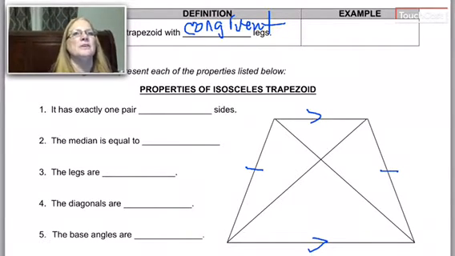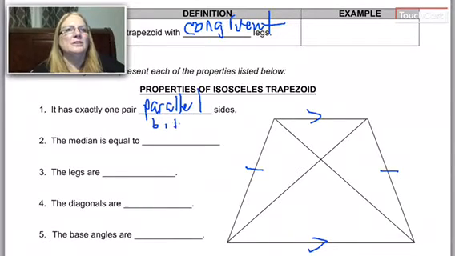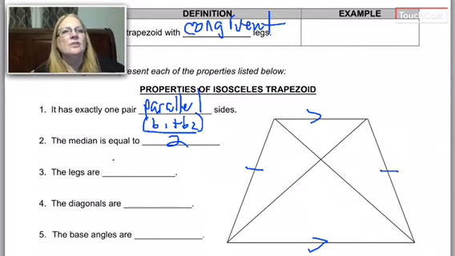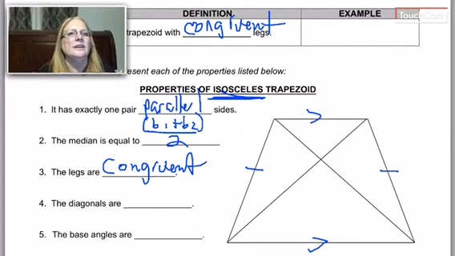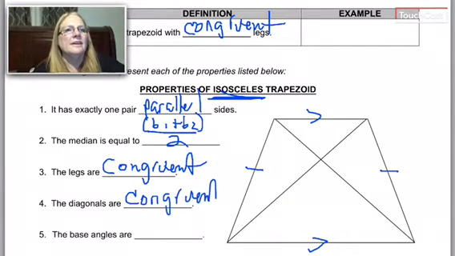And so the properties are, it has exactly one pair of parallel sides. Okay, the median is still base 1 plus base 2 divided by 2 equals the length of the median. The legs, though, are now congruent, and that is only true in the isosceles trapezoid. Now, in the isosceles trapezoid, the diagonals will also be congruent, and the base angles are congruent.